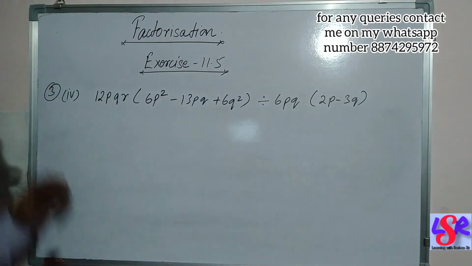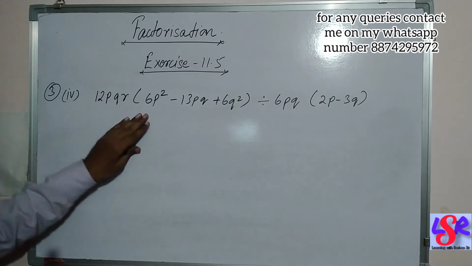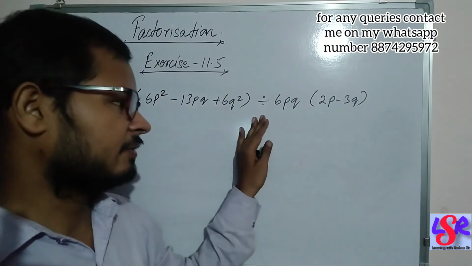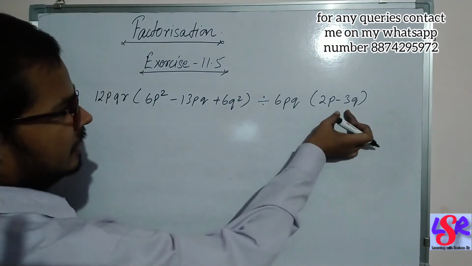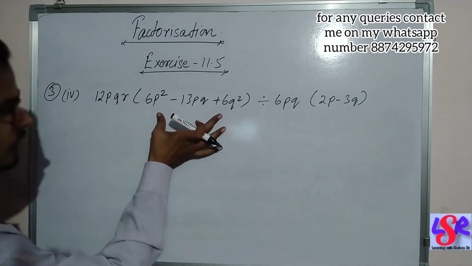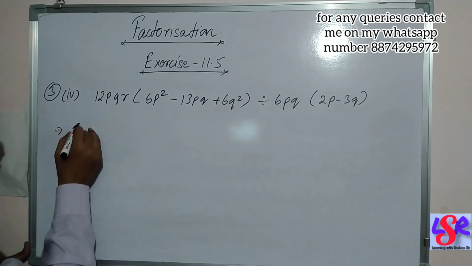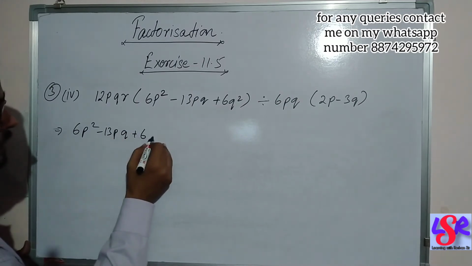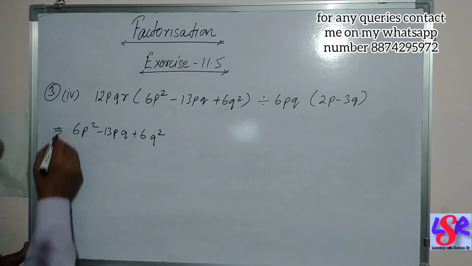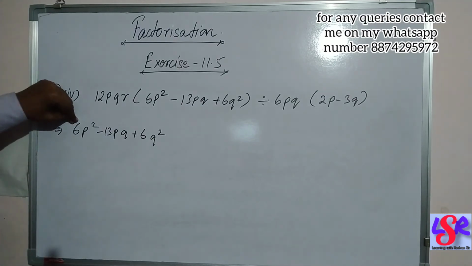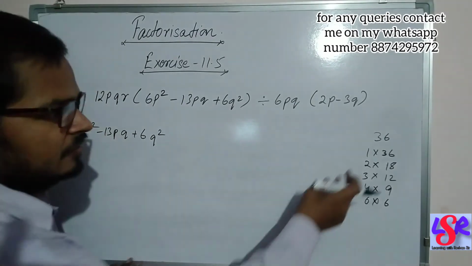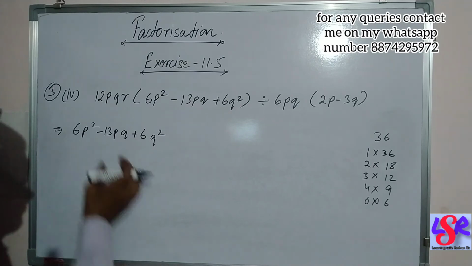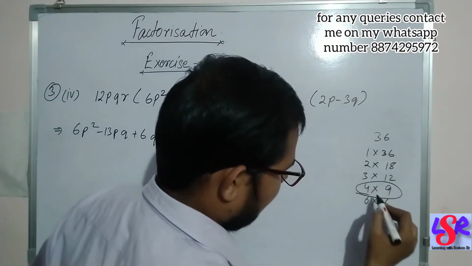And here we are having 12pqr in a bracket, 6p square minus 13pq plus 6q square, divided by 6pq, 2p minus 3q. Now first of all we are going to factorize this, and this will be 6p square minus 13pq plus 6q square. Now the product of 6 and 6, that is 36, and the factors of 36 are these all, and we have to see the sum of 13. So 9 and 4 will be added to give the sum of 13.